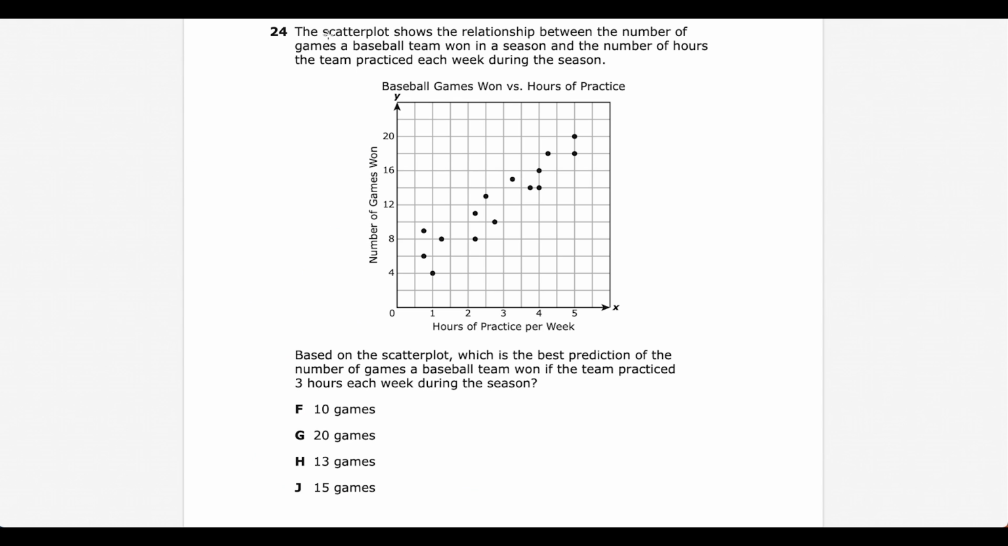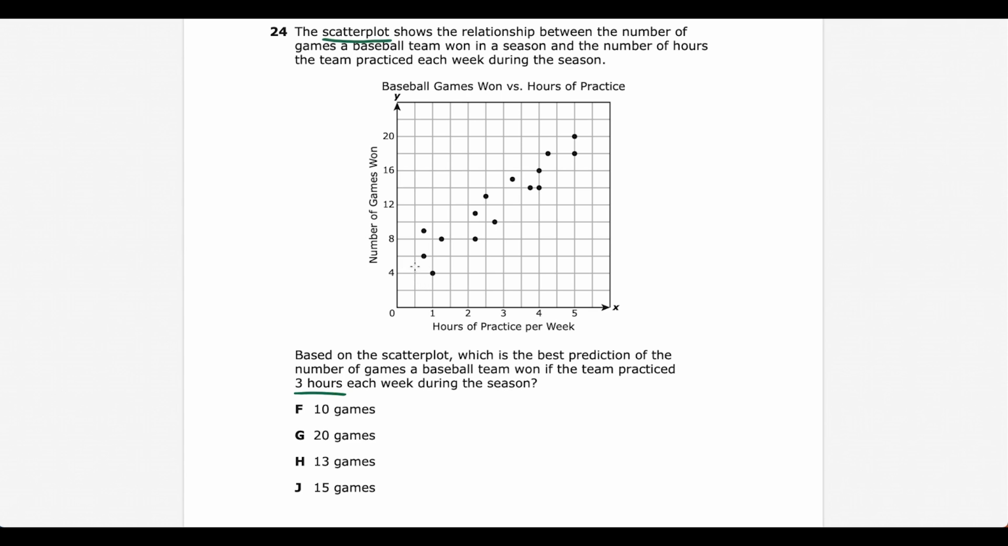This is our solution. Question 24, we have a nice scatter plot here showing the relationship between the number of games a baseball team won and the number of hours the team practiced. Based on the scatter plot, which is the best prediction of the number of games a baseball team won if the team practiced 3 hours each week?